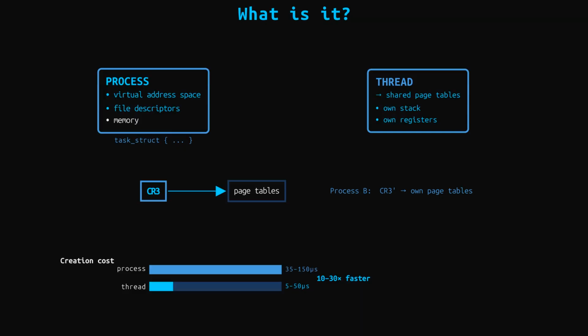But sharing memory is exactly what causes race conditions. Even a single increment, counter++, compiles to 3 CPU instructions: load, add, store. The scheduler can cut in between any two of them. 2 threads, 2 cores, same memory. One write disappears. So a process gives you isolation at a cost. A thread gives you speed at a risk. The question is, what does your program actually need?